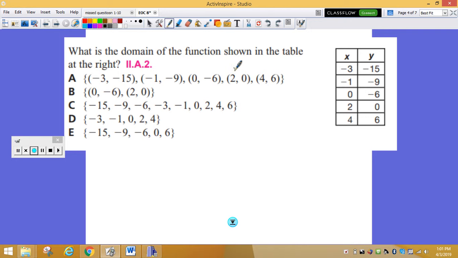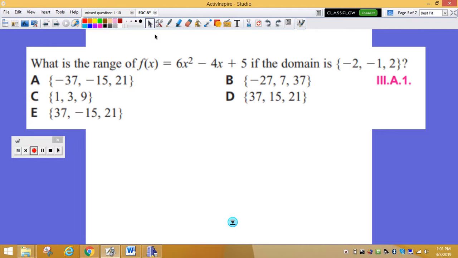Okay, what is the domain of the function? Well, remember, domain are your x's. So guess what your domain is? All these x's. Your domain is negative 3, negative 1, 0, 2, and 4. So you would pick D. Your domain is all your x's. If it had asked for the range, then you would have listed all of the y's.